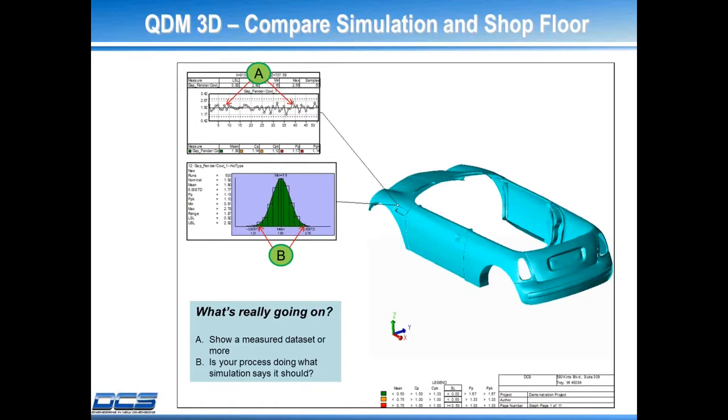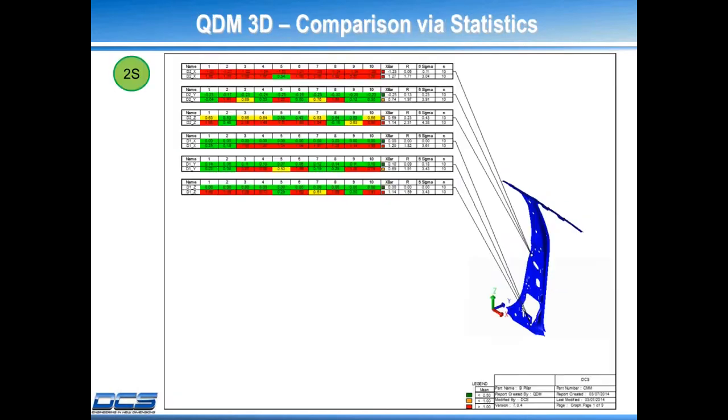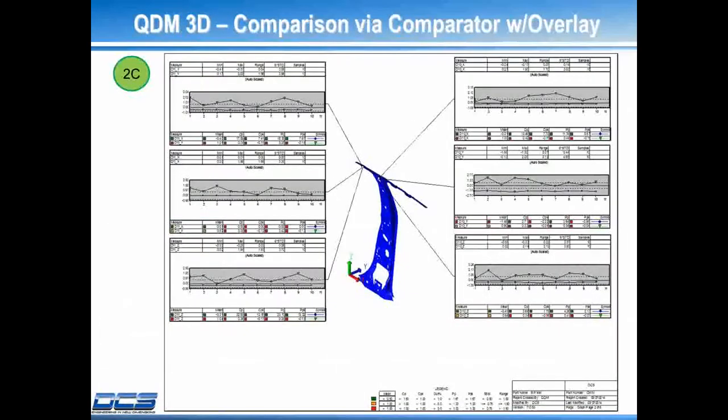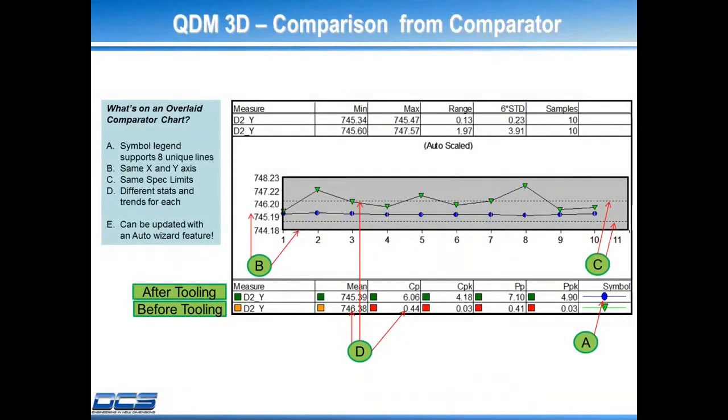If you can go to that page where the comparator chart was, that page right here. So now the after tooling and before tooling could be design data or the 3DCS data versus the shop floor data and the calculated statistics.